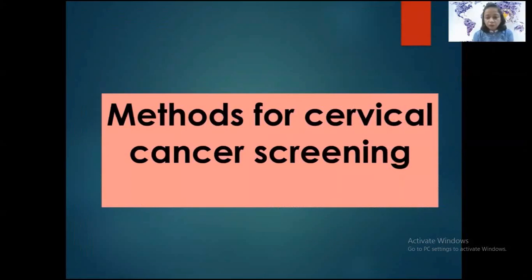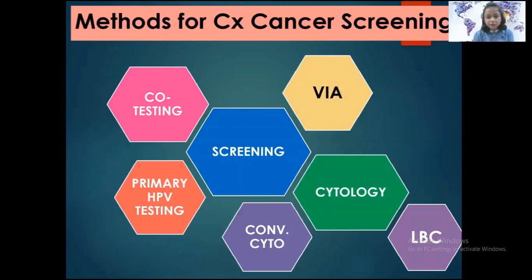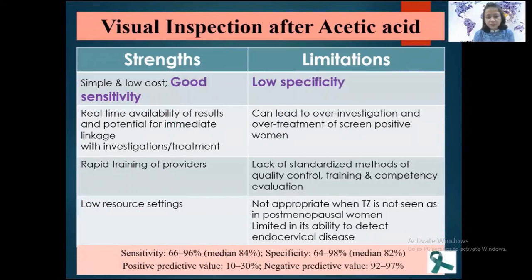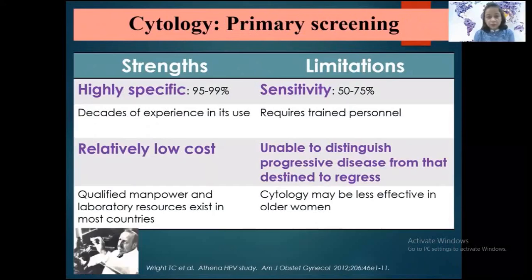So a brief overview of the methods for cervical cancer screening. A variety of methods are available, but the most commonly used ones include visual inspection after application of the acetic acid, cytology, which includes conventional cytology as well as liquid-based cytology, primary HPV testing, and co-testing involving HPV testing as well as cytology. Each of these methods have their own strengths and limitations. Like VIA has a very good sensitivity, but is limited by its specificity. Similarly, cytology is highly specific and economical, but it has moderate sensitivity and is unable to distinguish progressive disease from that destined to regress.